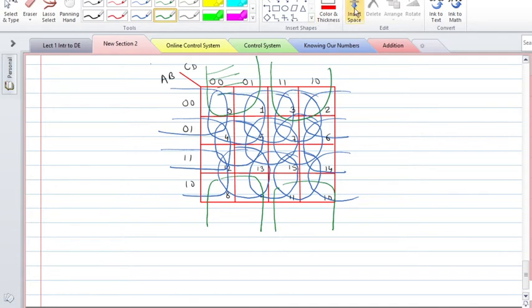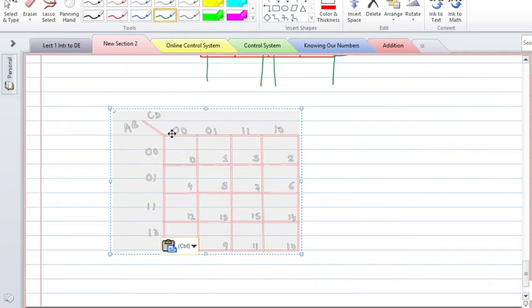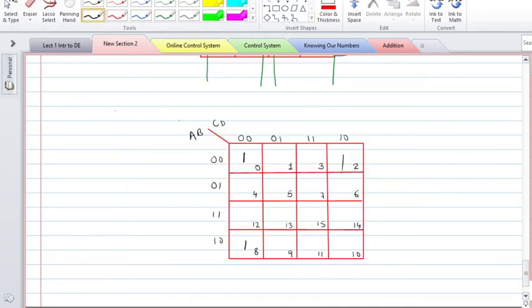One more possibility: you have to remember that if 4 ones are available at the corners, 1 1 1 1, then this is also a group of 4 cells. Because at the time of forming a group of 4 cells, 2 variables get eliminated, the function results in a min term with 2 variables only. In this particular case this will be B bar, because B bar is constant here, and if we see vertically, then B bar is constant.